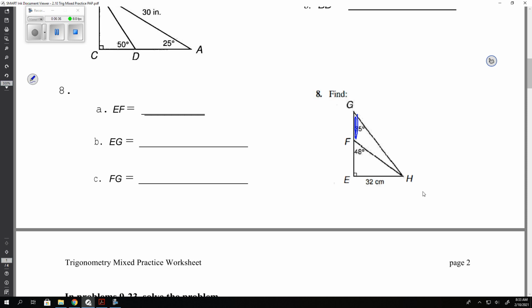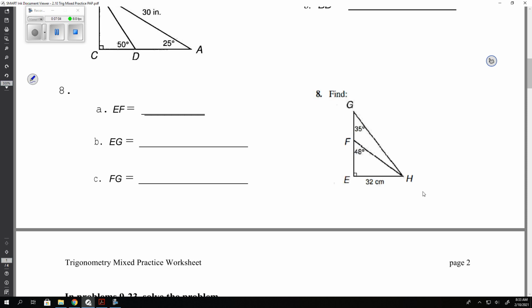FG is part of EG, yeah? So didn't we already figure out FE here? This part? And didn't we already figure out EG, the whole thing? So it would just be the whole thing minus. Yeah, so we're going to have to do the whole thing, EG, and we're going to take away EF. That's going to give us the leftover, okay? So that's the plan. Y'all ready?